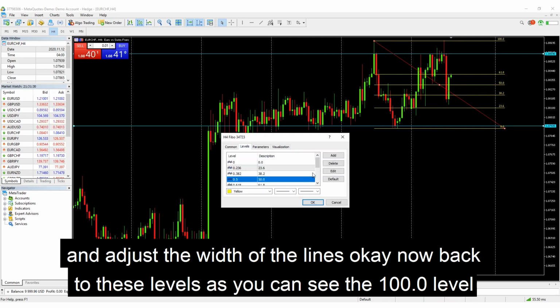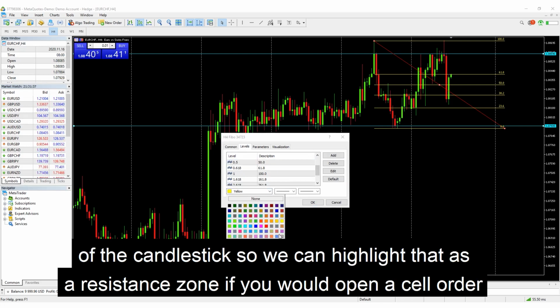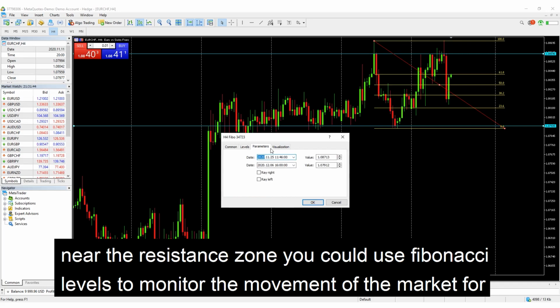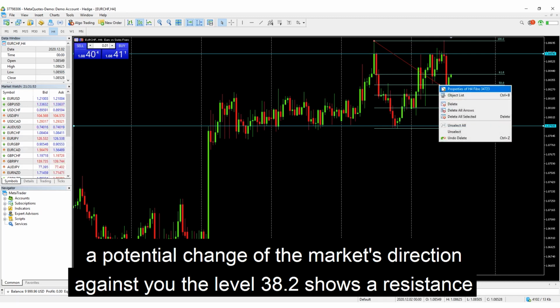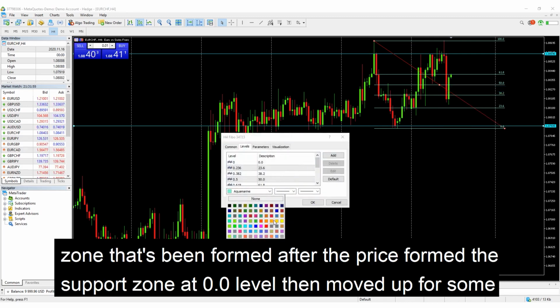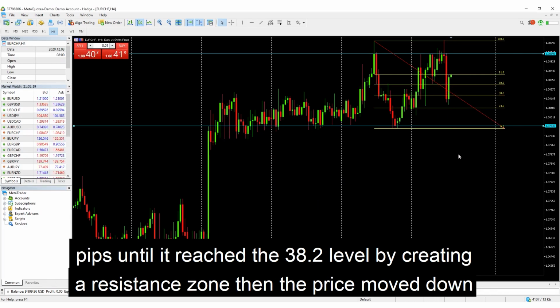As you can see, the 100.0 level is the highest price of the closed period. Well, just below the highest wick, we have the close of the candlestick. So we can highlight that as a resistance zone. If you would open a sell order near the resistance zone, you could use Fibonacci levels to monitor the movement of the market for a potential change of the market's direction against you. The level 38.2 shows a resistance zone that's been formed after the price formed the support zone at 0.0 level, then moved up for some pips until it reached the 38.2 level by creating a resistance zone.